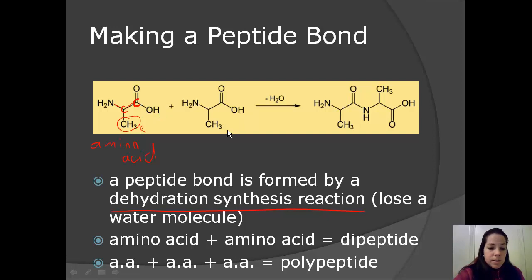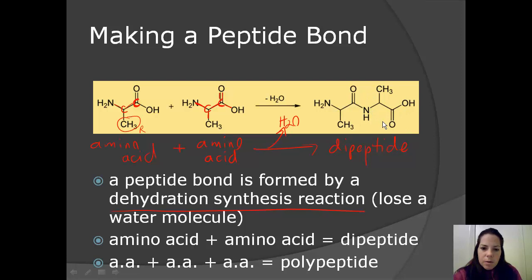And again, we've got the same amino acid right over here. We've got the central carbon joined to the nitrogen, joined to the R group, joined to another carbon which double bonds to the oxygen and then the OH. So this here is another amino acid. So when these amino acids undergo dehydration synthesis, and they lose a water molecule, then they're going to form a dipeptide by forming a peptide bond.